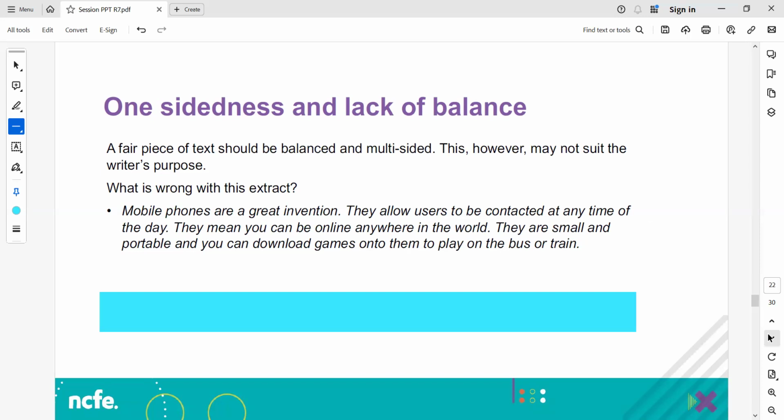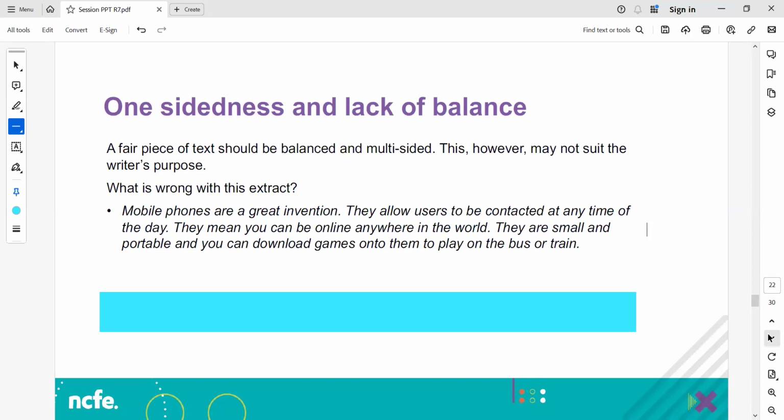So it's telling you the advantage of mobile phones, the use of mobile phones. So is it balanced? No. Good. So what is it only telling us? The good side. Yeah. So this only tells us the good parts about mobile phones.